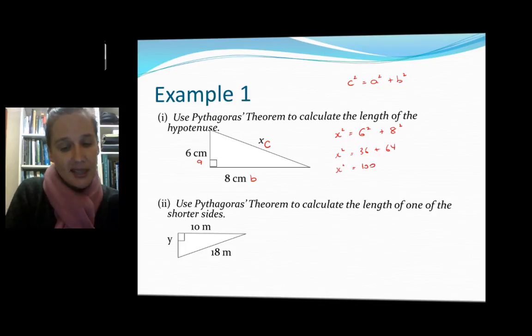But this is not the length of our side, this is the square of our side. So here we need to undo our square by taking the square root. The square root of x squared leaves us with x, and the square root of 100 is 10.